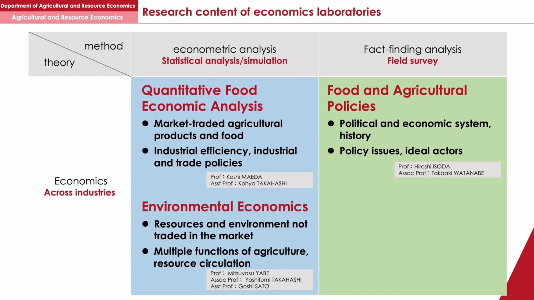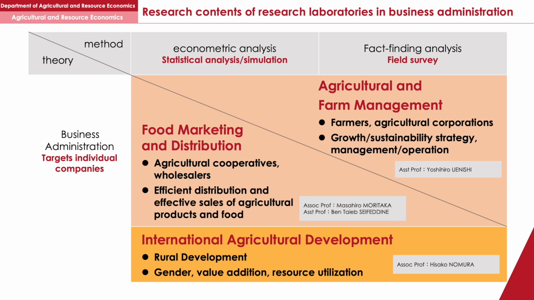Food and agricultural policies is concerned with socio-economics and deals mainly with political and economic systems and their history. It also considers policy issues and the role of various agricultural and regional actors. Food marketing and distribution looks in detail at agricultural cooperatives and wholesalers, and also studies the efficient distribution and effective sales of agricultural products and food. In other words, food marketing.